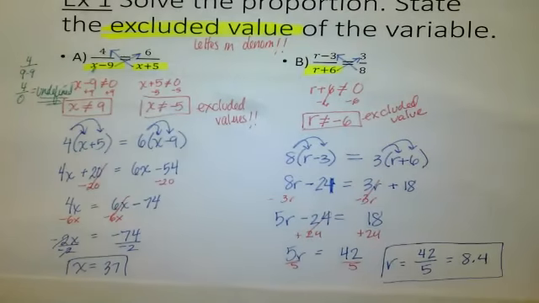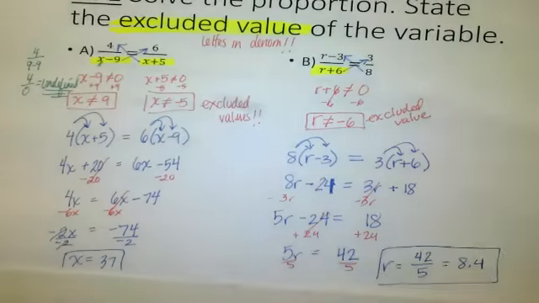How do you find an excluded value? What do you need to look for? Letters in the denominator. Letters in the denominator. All right, and then how do you solve a proportion? Cross multiply. Very good. Okay.